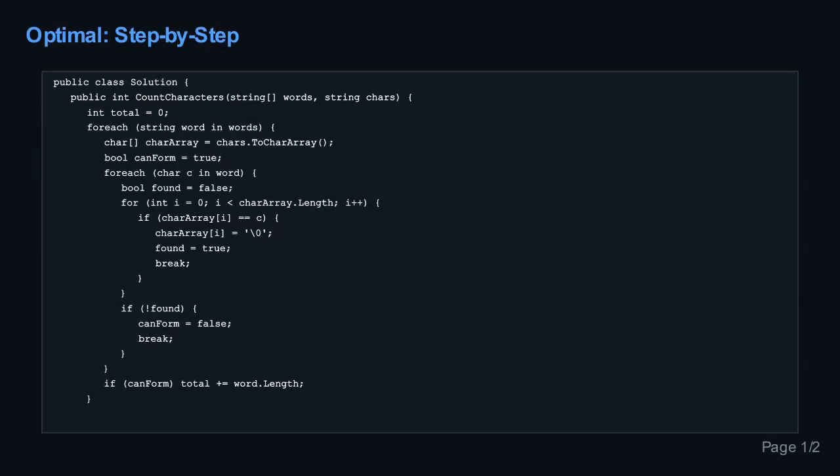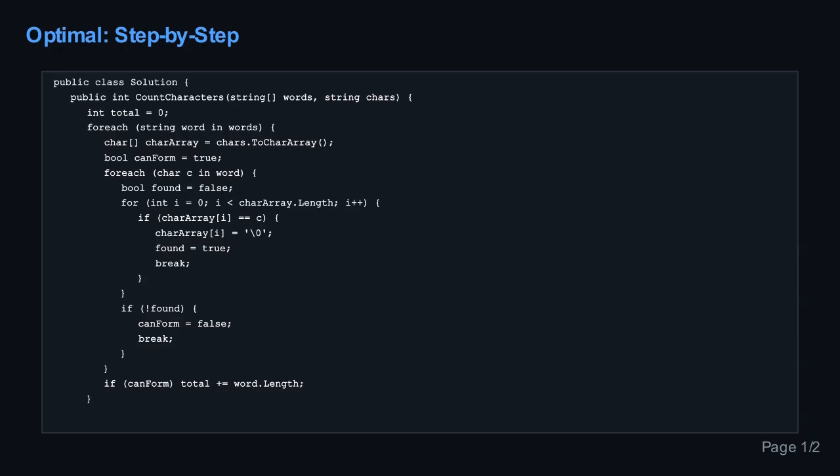Let's trace with words as "cat", "bt", "hat", "tree", and chars as "adach". First, we build our main frequency array for "adach". A count is 2, t is 1, c is 1, h is 1, all others are 0. Now for the first word "cat", we build its frequency array. C is 1, a is 1, t is 1. Comparing cat's frequencies to adach: c 1 is less than or equal to 1, a 1 is less than or equal to 2, t 1 is less than or equal to 1. All good.